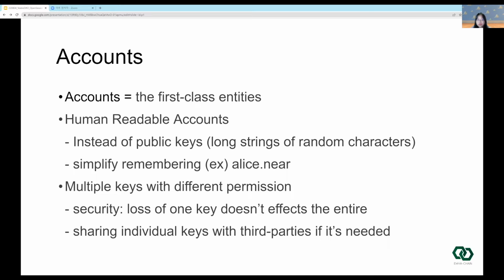Also, by using multiple key pairs, we can control permissions on an account. Multiple key pairs with different permissions provide a better security model for users, since loss of one key pair does not compromise an entire account and has a quite limited impact. And this allows sharing individual keys with third parties, limiting their potential impact on your account and allowing you to replace any compromised key.